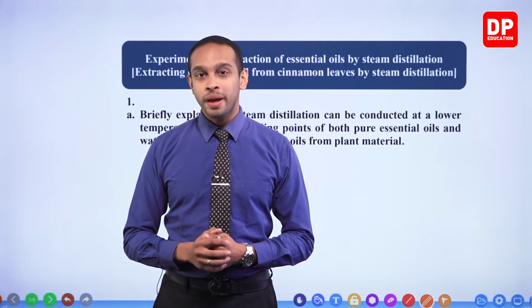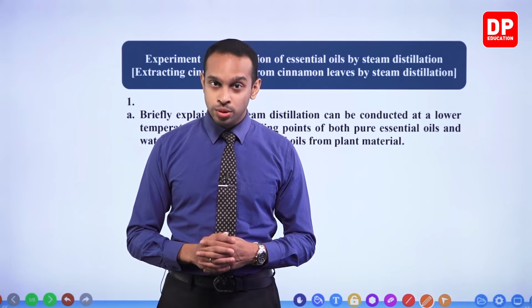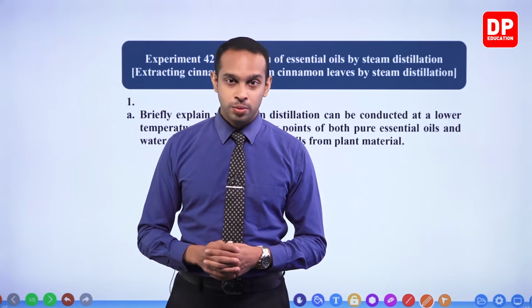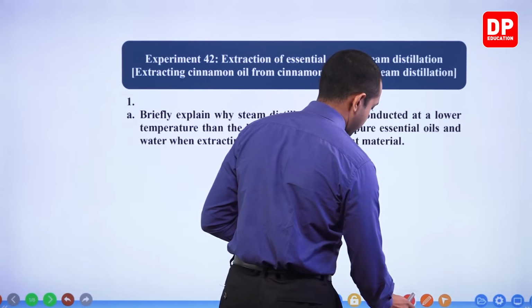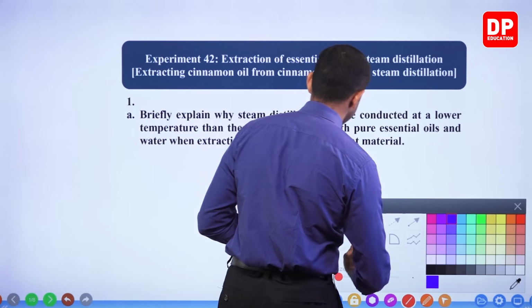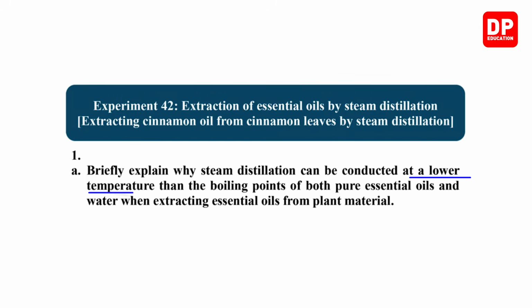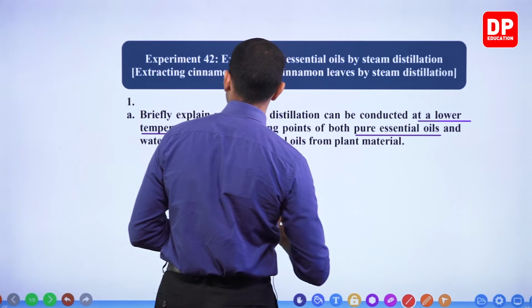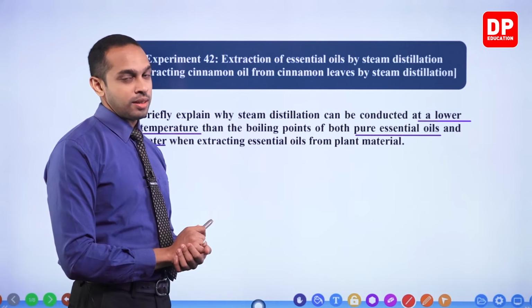Now students, we are back in our classroom and we are going to be taking a look at some questions that are associated with our experiment number 42. So let's take a look at the first question. The first question asks us to briefly explain why steam distillation can be conducted at a lower temperature than the boiling points of both pure essential oils and water when extracting essential oils from plant materials.